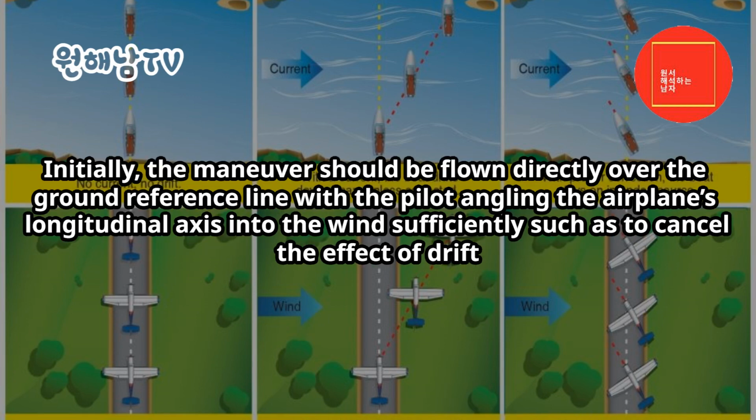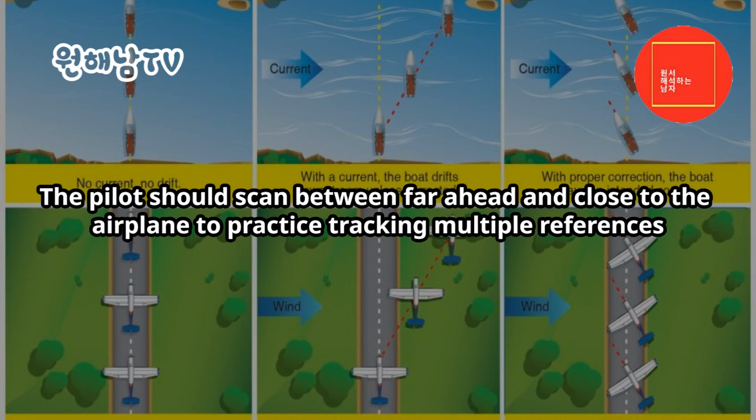Initially, the maneuver should be flown directly over the ground reference line with the pilot angling the airplane's longitudinal axis into the wind sufficiently, such as to cancel the effect of drift. The pilot should scan between far ahead and close to the airplane to practice tracking multiple references.